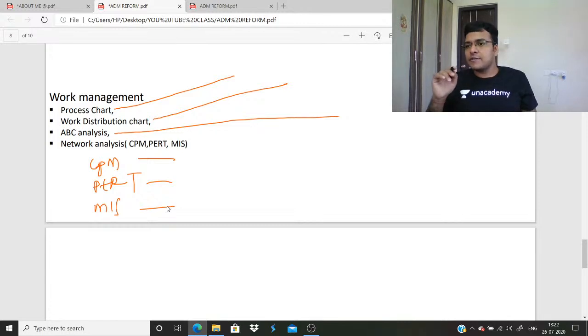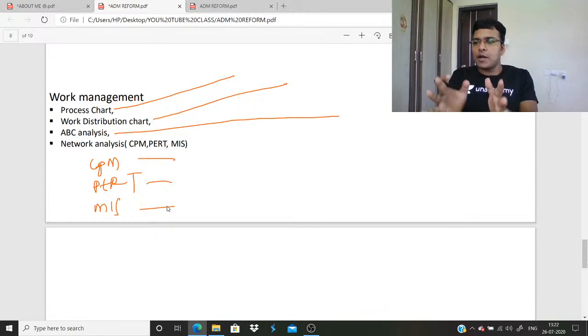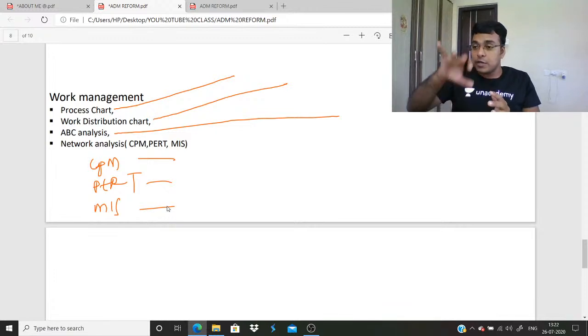And what is ABC analysis? Listen, A comes first, B second, C third. In ABC analysis, management wants to prioritize work in terms of A, B and C. The most important work is A, less important work is B, and least important work is C. So work in the organization should be finished in this order. Everyone should give priority to a particular work: more important work gets more priority, less important work gets less priority. This is ABC analysis. Network analysis consists of three parts: CPM, PERT and MIS.